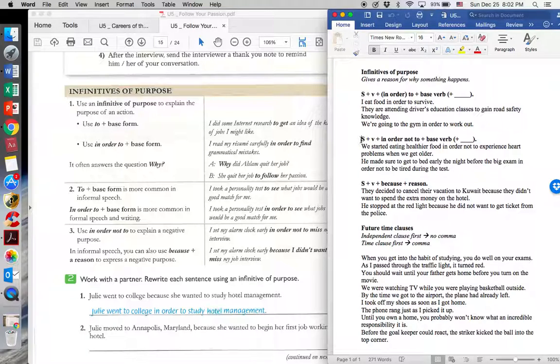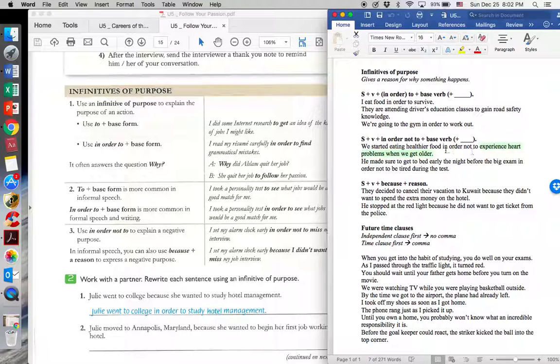We can also give a negative reason: subject, verb, in order not to. Now it's important that you put the not between in order and to. Don't split up the base verb and the infinitive to. Put the not before the infinitive to. For example, we started eating healthier food in order not to experience heart problems when we get older, right? So we're eating healthier because we don't want to experience heart problems when we get older, right?